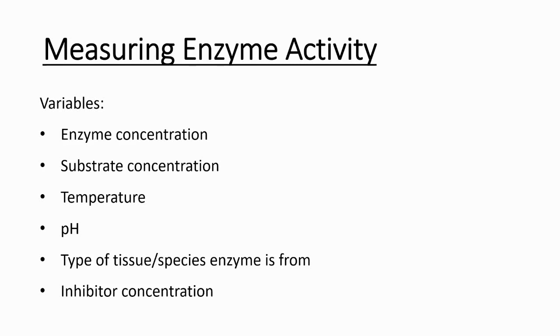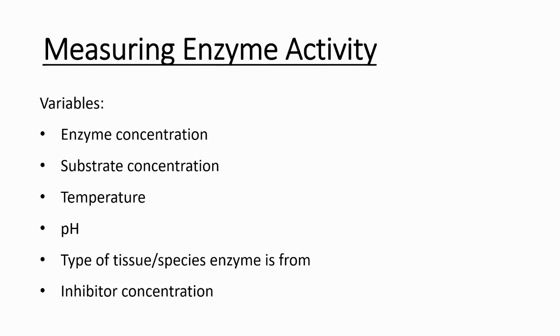Type of tissue or species of enzyme that it's from. You might have, let's say for example, an enzyme, let's say isomerase, from different tissues or different species. They're not going to have the same activity. Well, this is something that we can have as a variable.